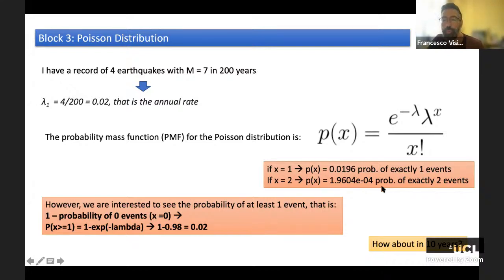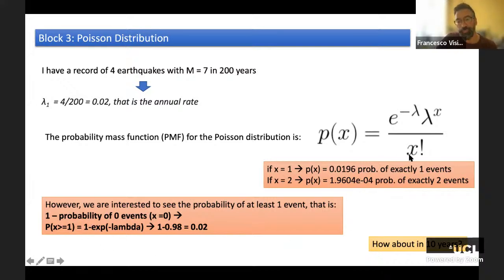If I'm interested in the probability of exactly 2 events, I will put 2 instead of x, and I get another value. But actually, we are interested to see what's the probability of at least 1 event. There is something different. The probability of at least 1 event means, as we calculated before, 1 minus the probability of 0 events. So the probability of at least 1 event, that means x greater or equal than 1, is 1 minus the exponential of minus lambda.